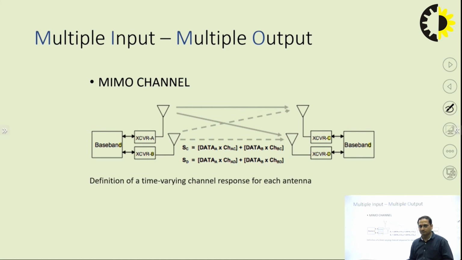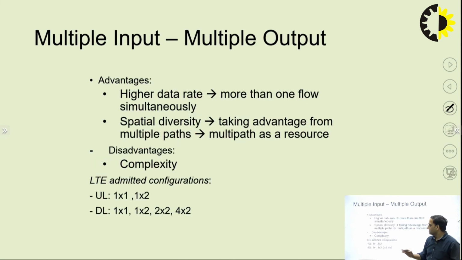The MIMO system is obviously very easy to understand: multiple antennas at the transmitter and multiple antennas at the receiver. It is a simple concept. The advantages are high data rate and spatial diversity. Some of the disadvantages is the complexity.